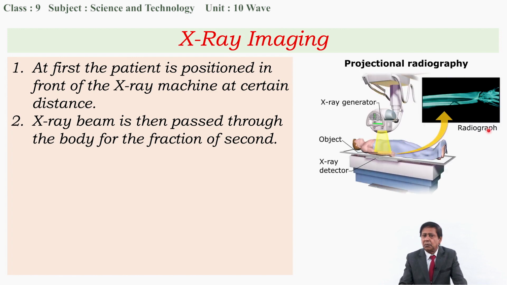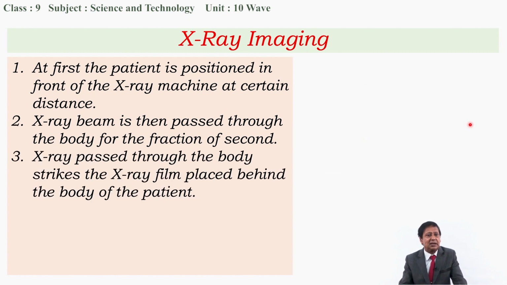Now, maybe the patient is lying this way, and X-ray is passed through his hand only, because we are focused on the hand. He has a certain problem in the hand, and whether the fracture is there or not is going to be found. And this way, first the patient is positioned, and the X-ray passed through the body strikes the X-ray film placed behind the body of the patient.